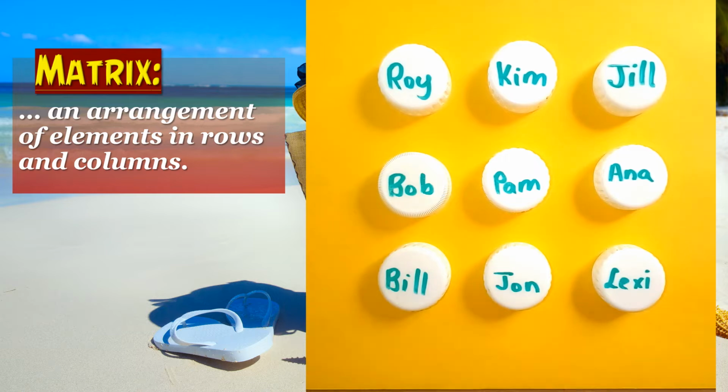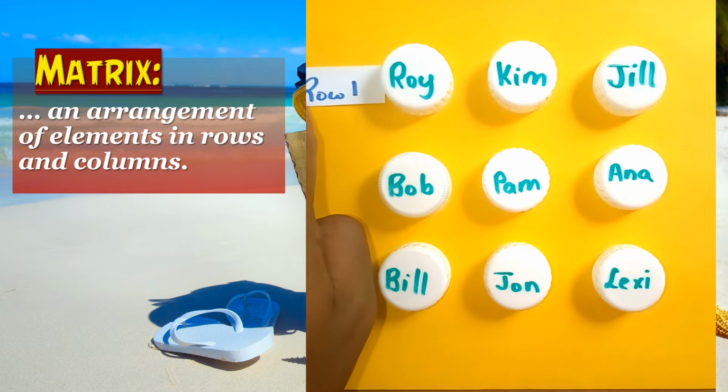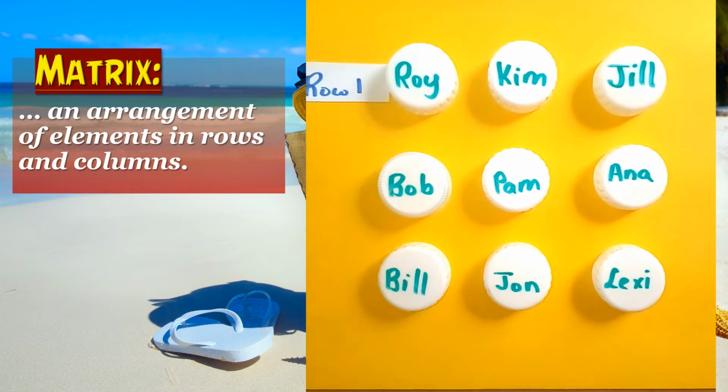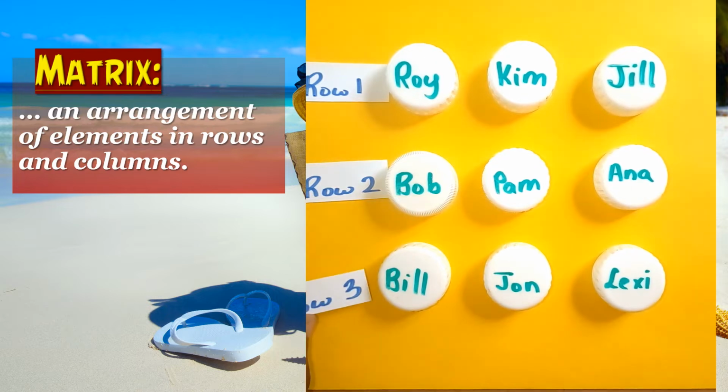So Roy, Kim, and Jill, they are in row 1. That's our first row. Bob, Pam, and Anna, they are in the second row, we'll call row 2. And Bill, John, and Lexi are in row 3. There you go. Row 3.